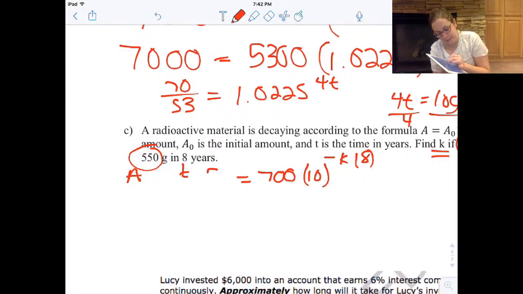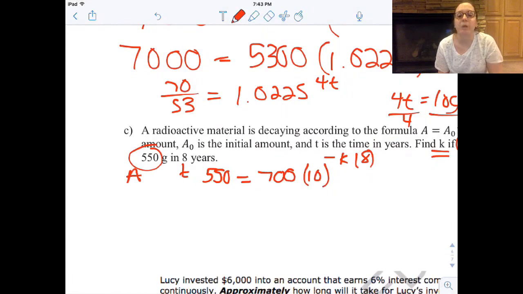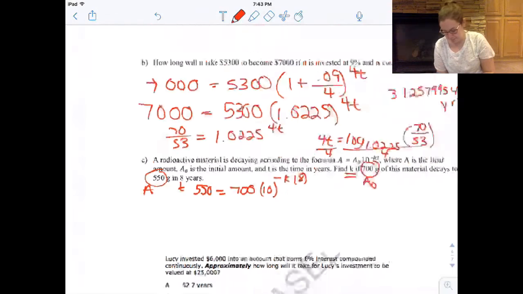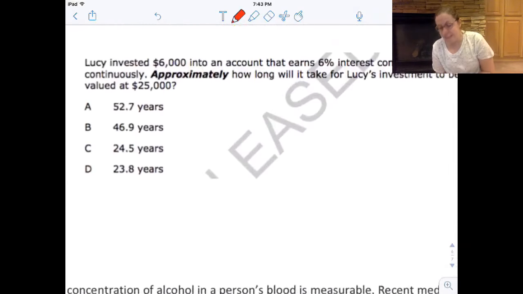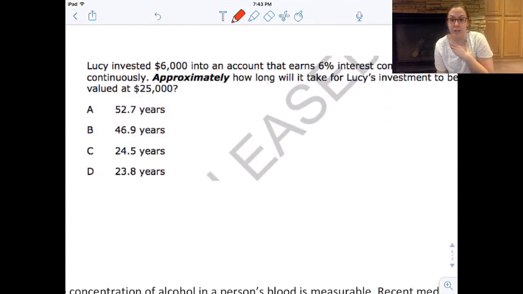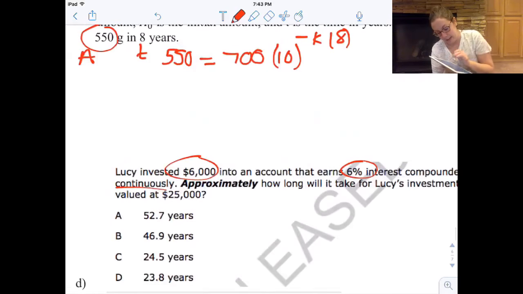All right, so Lucy is investing $6,000. It's going 6% continuously. Continuously should automatically make you think Pert. How long will it take to reach $25,000? So I want to know when it will equal 25,000. My initial is 6,000, e to the 0.06t. And again, divide, convert.